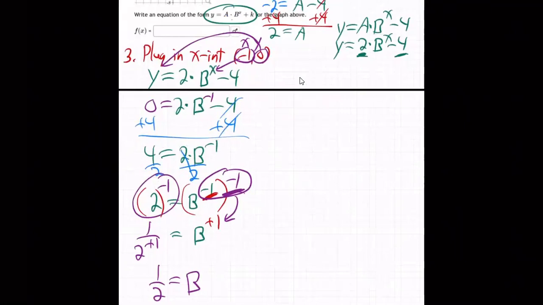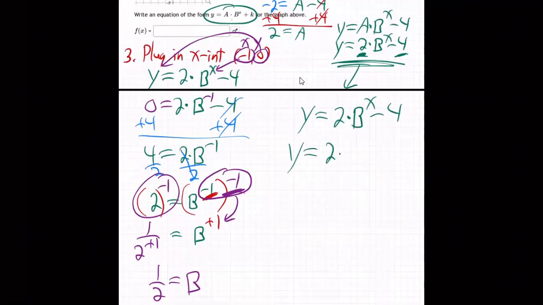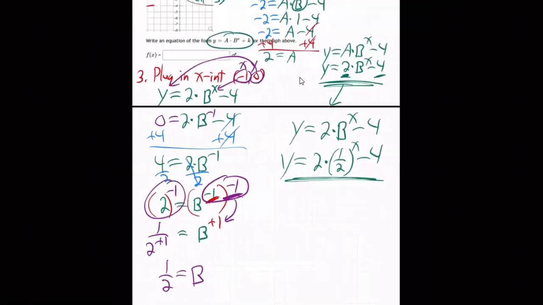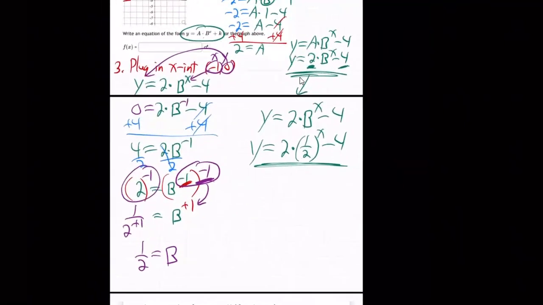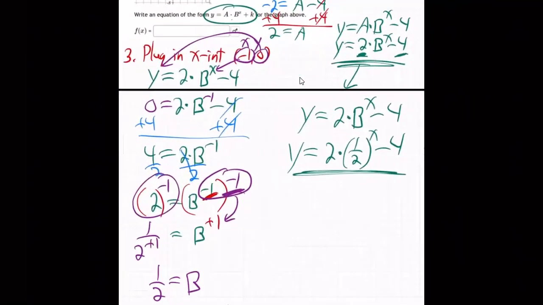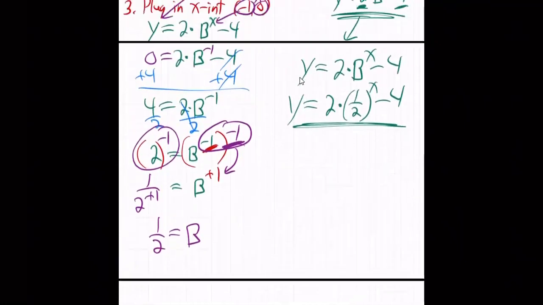So then our equation, which was y equals 2 b to the x minus 4. Now we know what b is. b is a half. And there's our equation. Now, let me show the other way, in case you don't have a good x-intercept and you have to use that other point. Let me show that also. It's a great question.